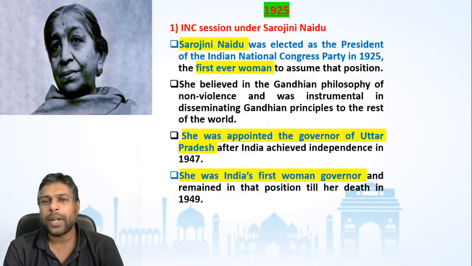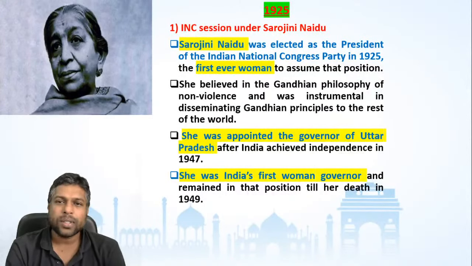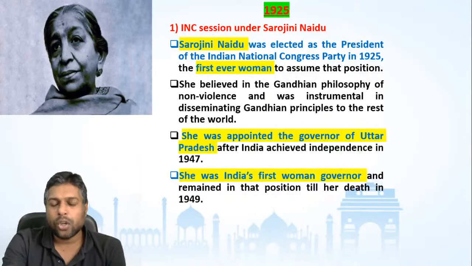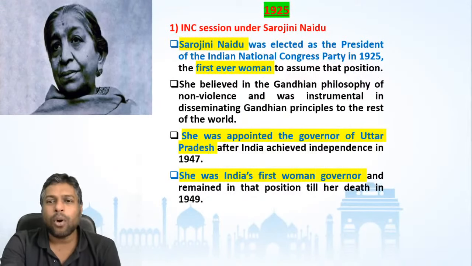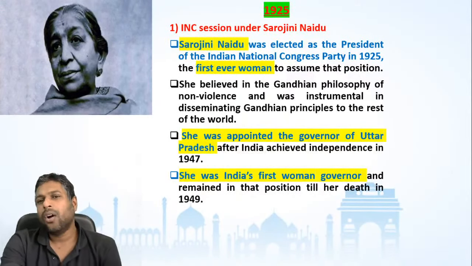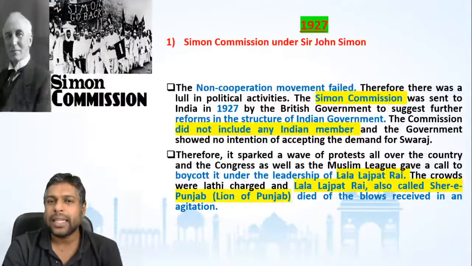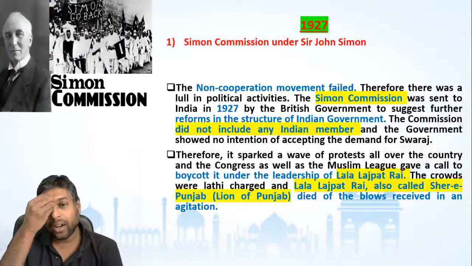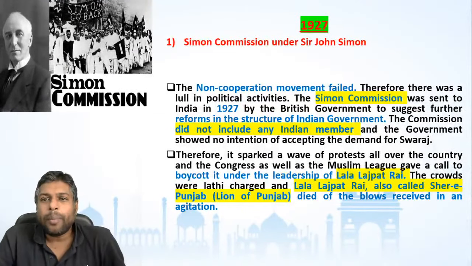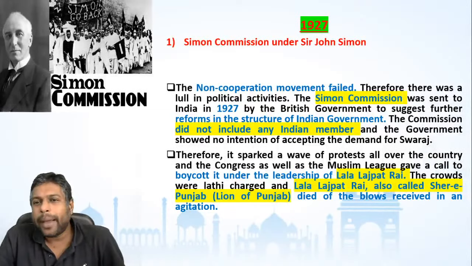She was elected as the president of the Indian National Congress in 1925 and also was the first woman to assume that position. Of course, after that there have been more women, whether it is Sonia Gandhi or Indira Gandhi, both of whom have also become president of the INC later on, right? Later on that also happened. The non-cooperation movement ultimately could not succeed, right?